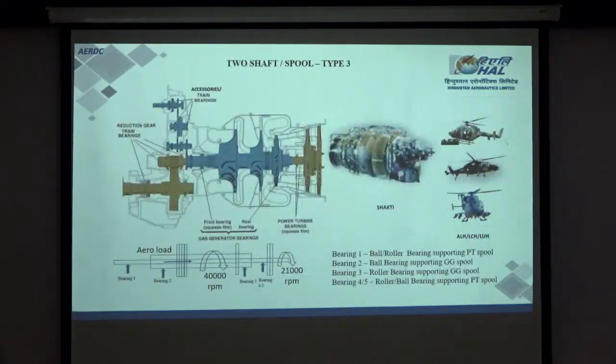The third type is the Shakti engine, which is powering the ALH class of helicopters. It has one gas generator spool and another, a power turbine spool. The gas generator is supported on 2 bearings, and the power turbine is supported on 3 bearings.